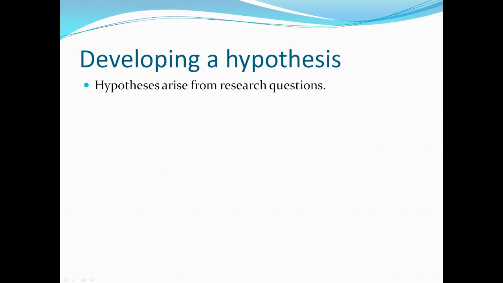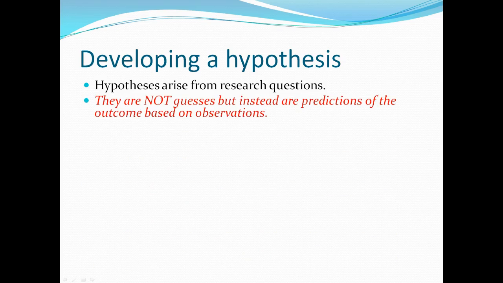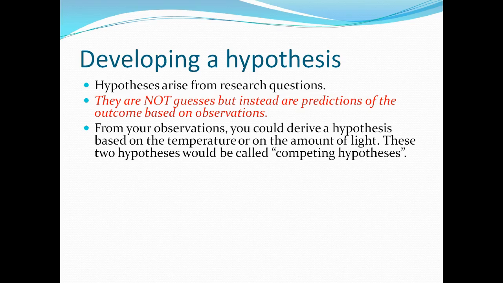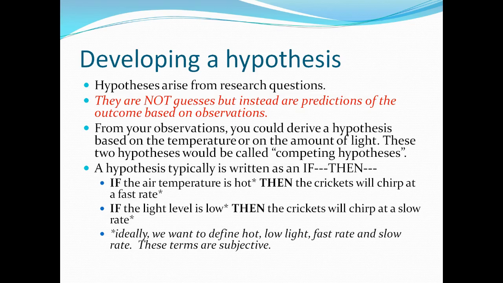From our research questions, then, we develop hypotheses. It's important to remember that hypotheses are not guesses, but instead they're predictions of the outcome based on observations. We can't just pull a hypothesis out of thin air. We have to have a reason for putting forth a hypothesis. From your observations, you could derive a hypothesis based on temperature or on the amount of light. These 2 hypotheses would be called competing hypotheses. Both could be tested, but both would have to be tested individually.